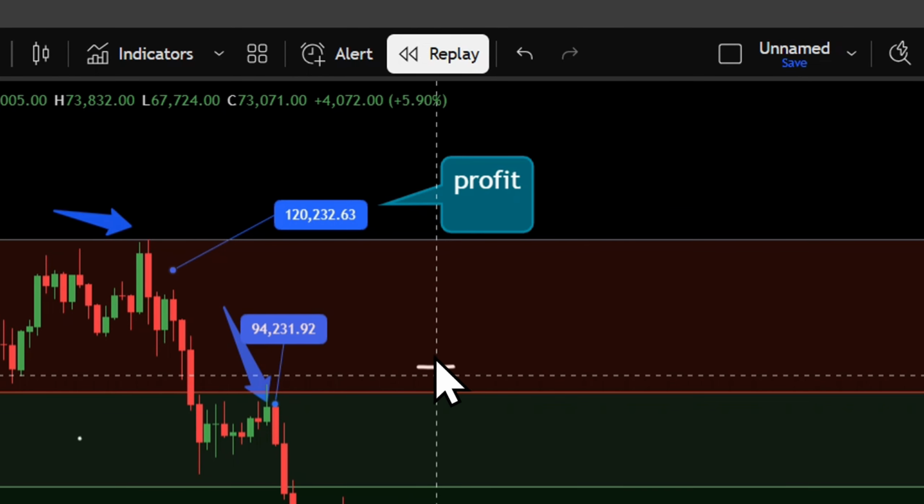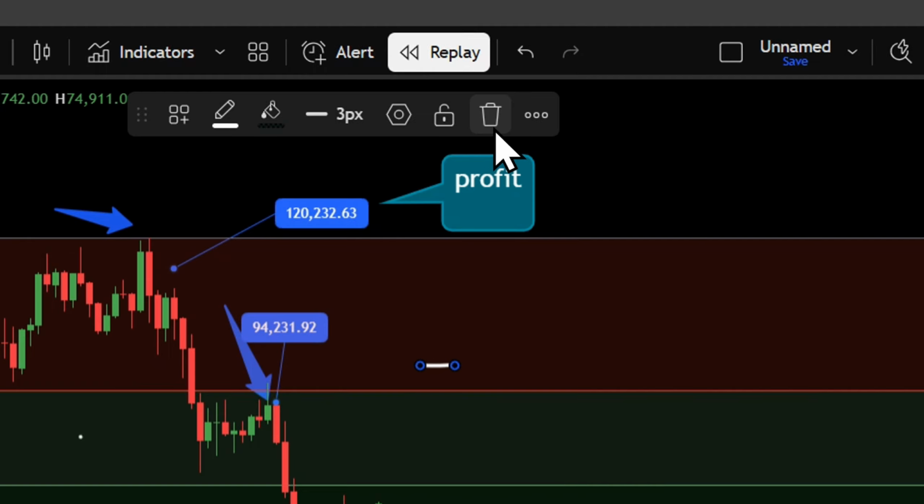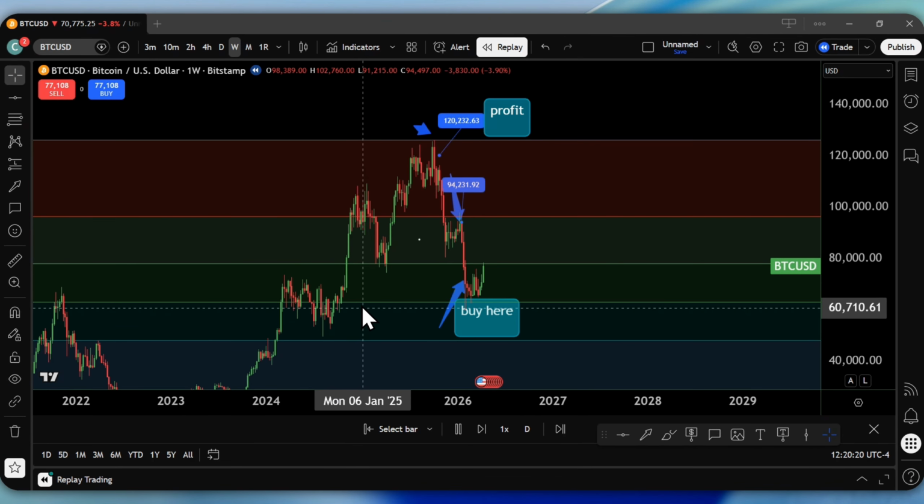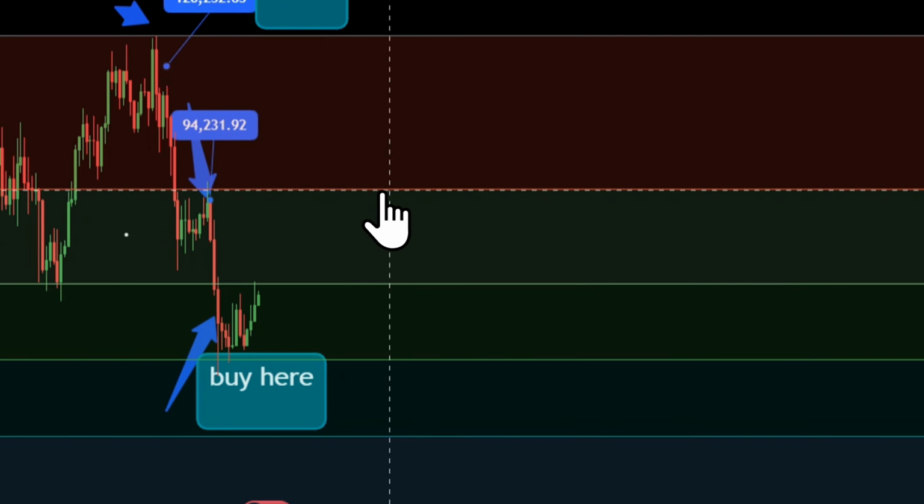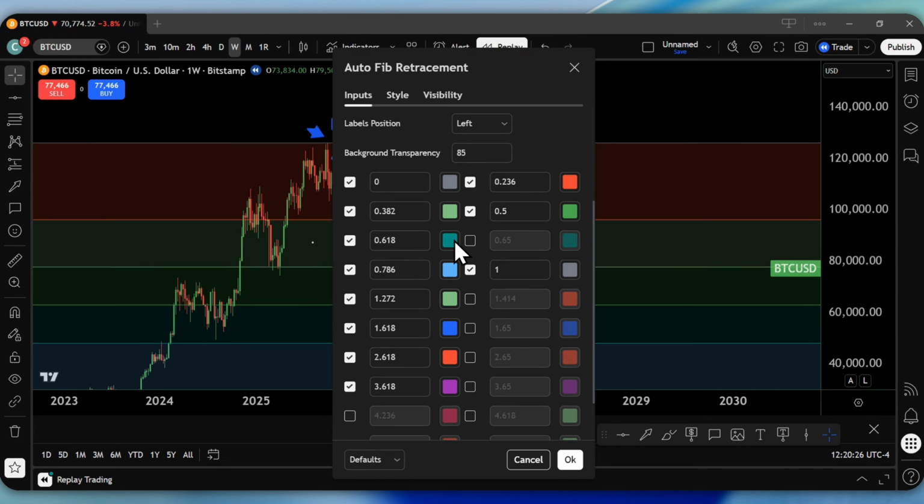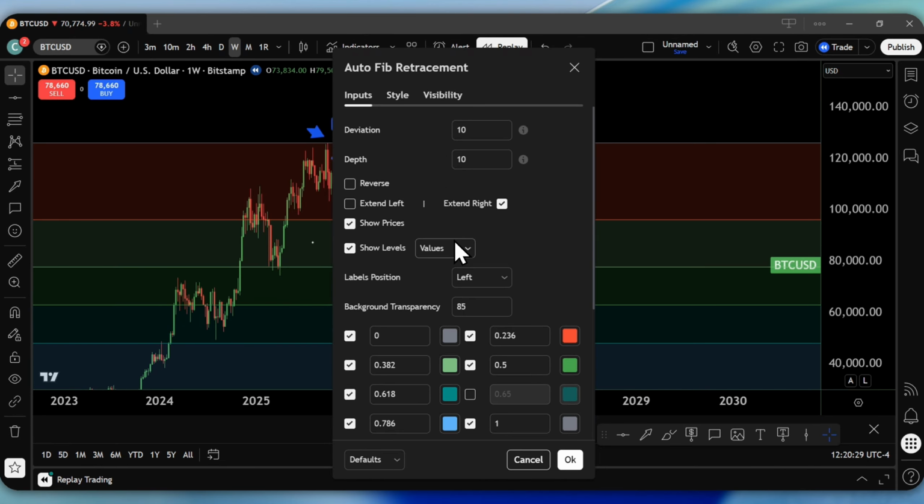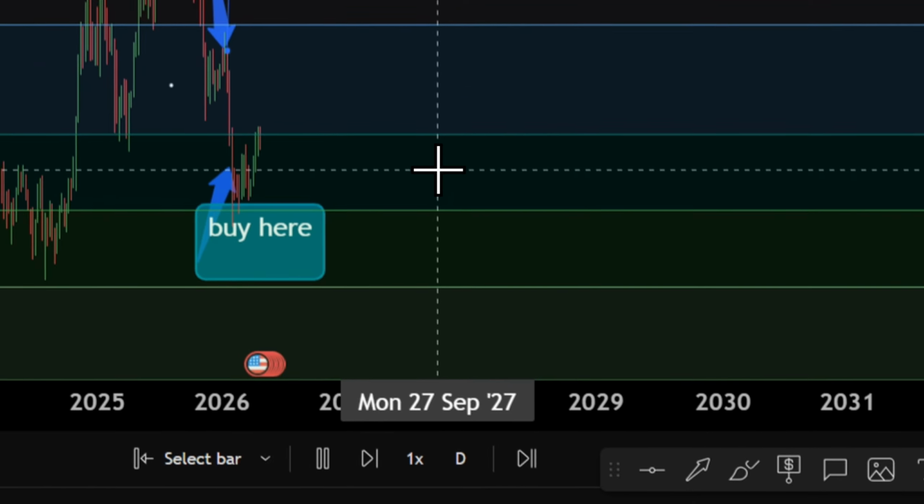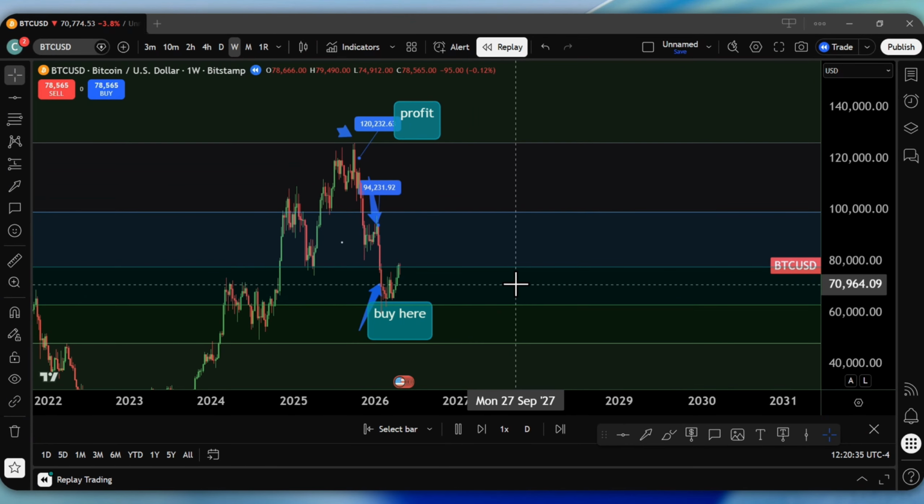There isn't a universal best setting. The ideal configuration depends on the asset you're trading and the time frame you're using. Bitcoin behaves differently from stocks. Stocks behave differently from Forex. The best approach is simple: experiment. Compare results. And find settings that make sense for your own workflow.